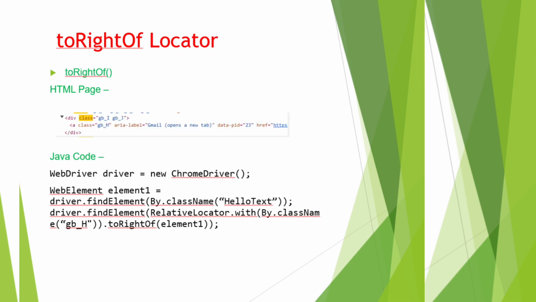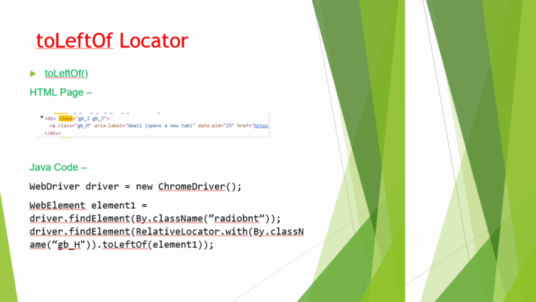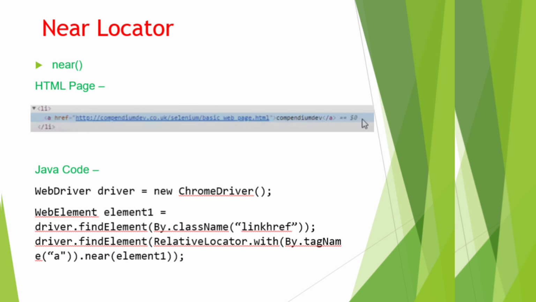Okay, now we have to write toRightOf, so it will be at the right hand side. Okay, that element id we have given. To left of, the left side element id we have given. And the syntax is the same as I have written, you have to follow. And near also I have given the link, like the link href we have given, that you have to click. It should be near the main, this tag name a. So we have given this, so you have to use it in this way.